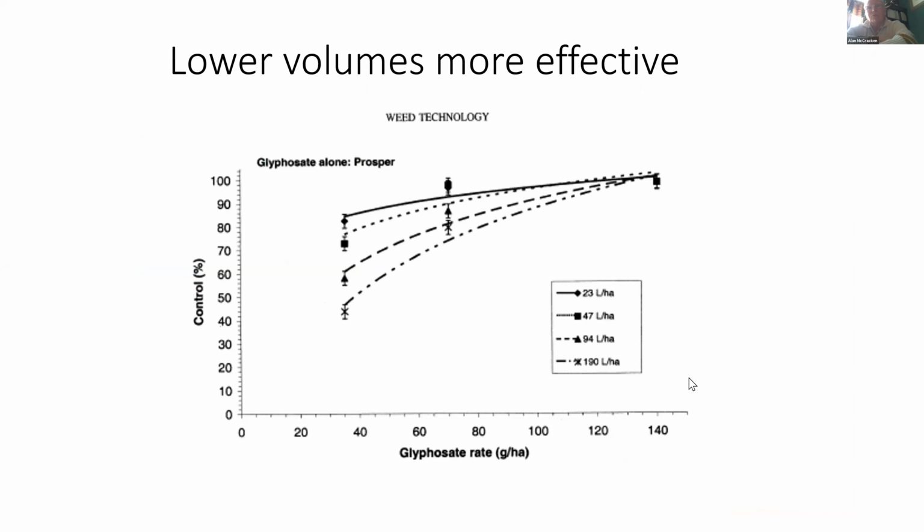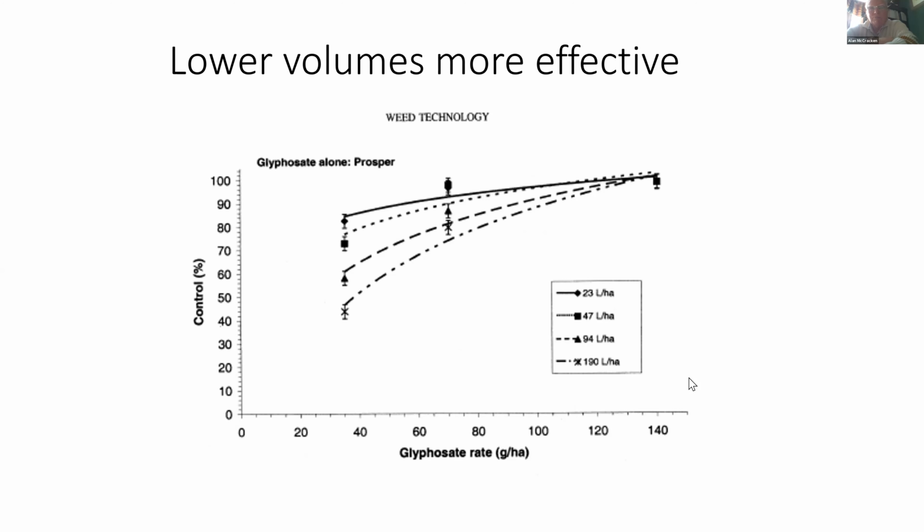Let's look at what happens when product is more concentrated. Here's a graph of work done in the early 2000s, around 20 years ago, with glyphosate. It was applied at various spray volumes. You notice the top line, the graph was prepared in metric, so it's 23 liters, that's about 2.3 gallons an acre. It gave 85% control of this weed. When it was applied in 19 gallons an acre, the bottom dotted line, it only controlled 45%.